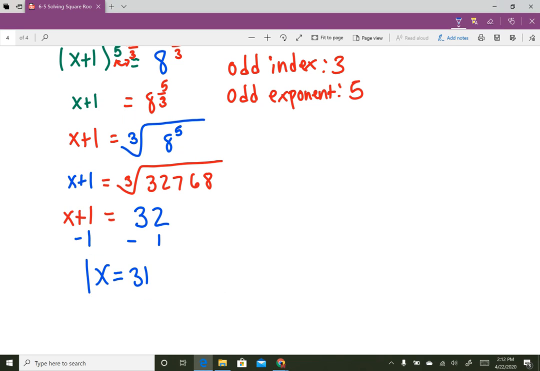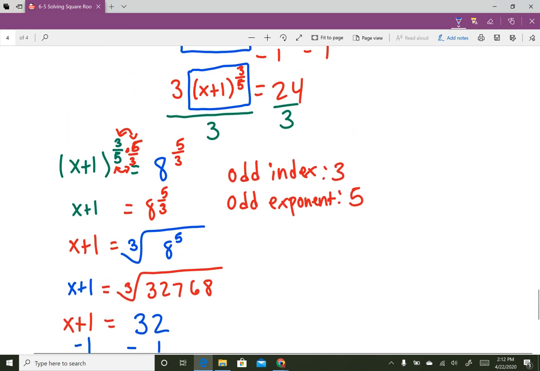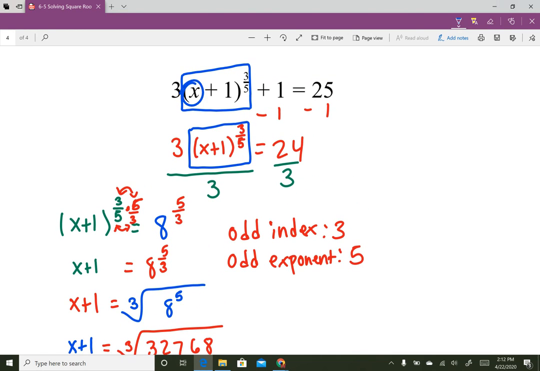I'm not going to make us check this for extraneous solutions. Although if I was going to do that, all I would have to do is take this x equals 31 and plug it into x right here and see if I got a true statement. If I got a number equals the same number, it's a true statement. If I got one number that equals a number that it doesn't actually equal, I would have an extraneous solution.